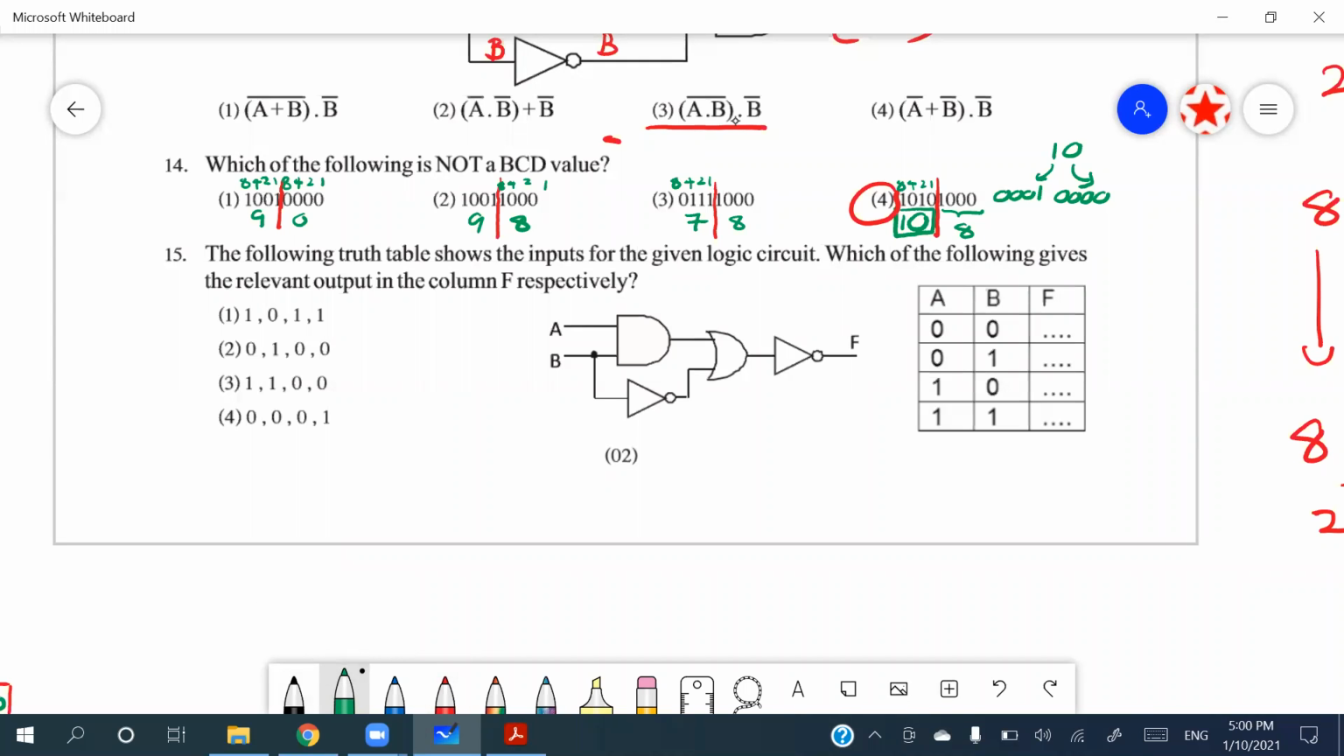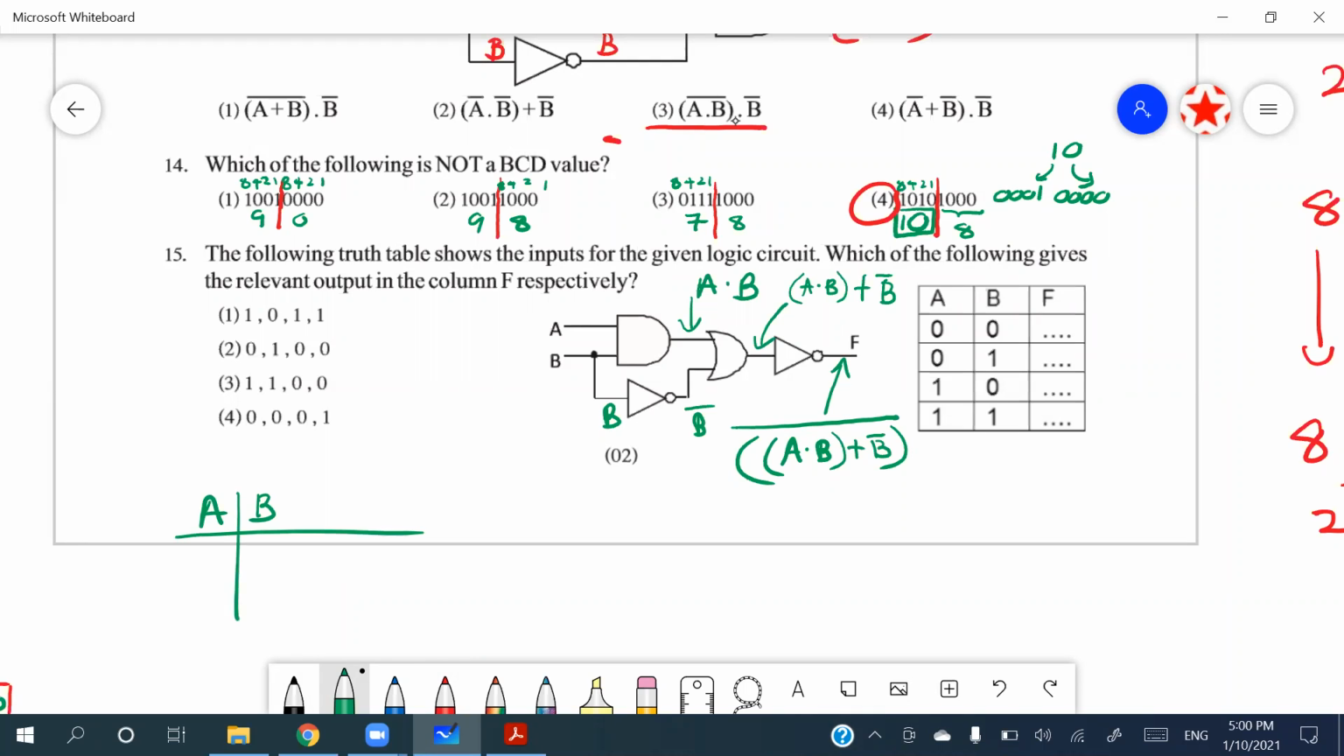So if this is A and B, this is going to give you A dot B, and this is B, this is going to give you B bar, and this particular thing is going to give you A dot B plus B bar. And when it goes through the NOT gate, you are going to take A dot B plus B bar, total bar, right? So this is going to be represented through a truth table. So these are the values it says.